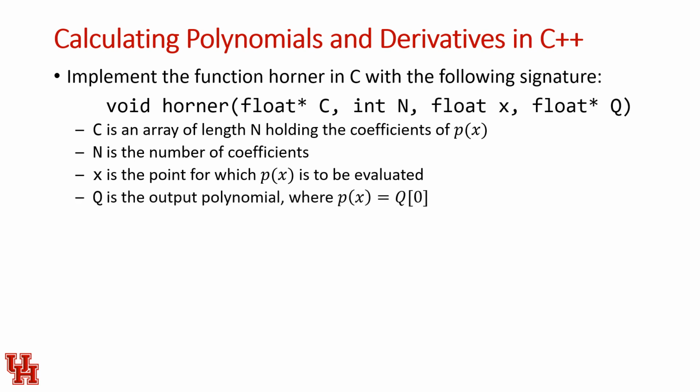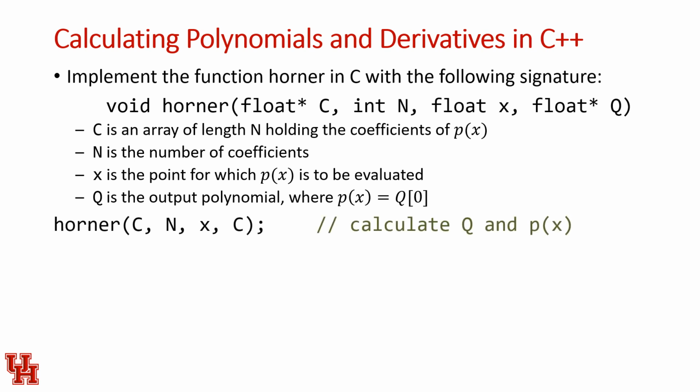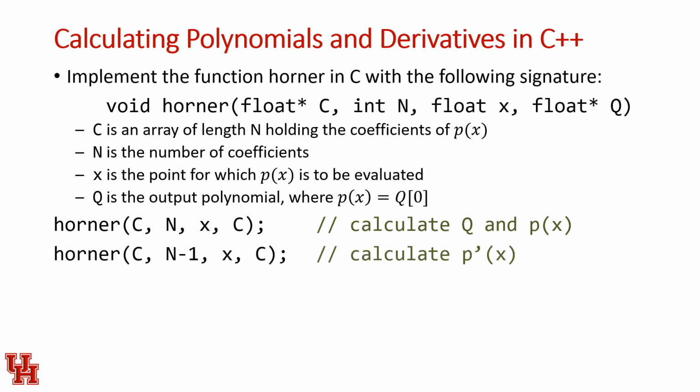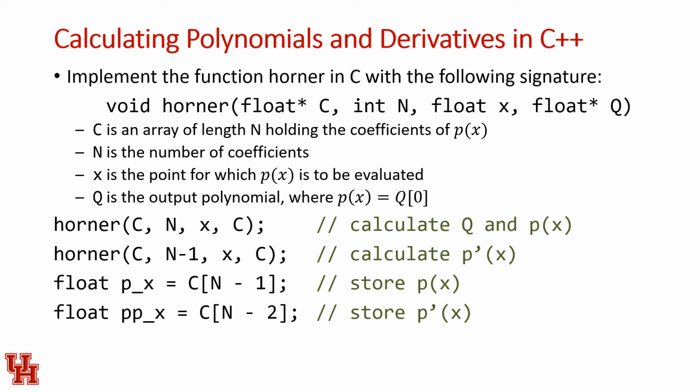And finally, q stores the output, which is an array of length n containing the coefficients of r and the final result, p of x. Now, assuming all of the relevant memory has been allocated, we can call this function once, which will overwrite c with the new polynomial and store the result in C n minus 1. Then we can call Horner's method again, passing the new polynomial array, but noting that it contains one less coefficient, since the value at n minus 1 contains the result of p of x. We can then store both results in variables for use.